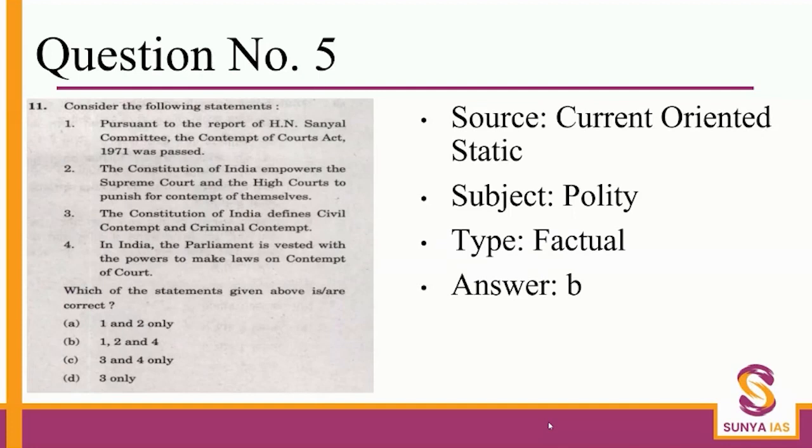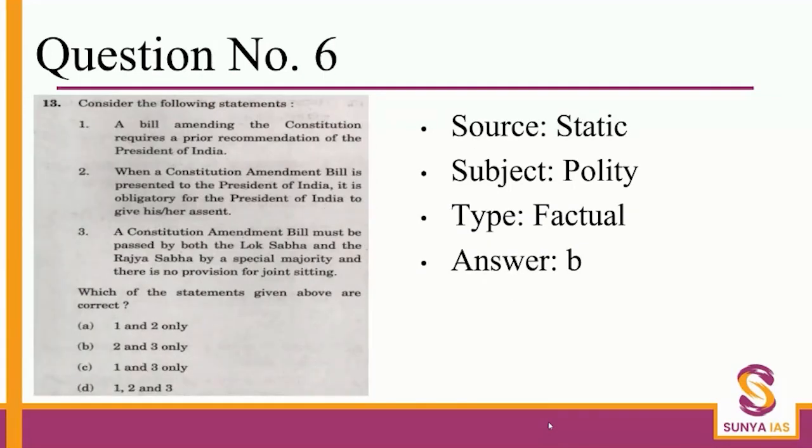Okay, moving on to the next question. Okay, consider the following statements. A bill amending the constitution requires a prior recommendation of the President of India. Second, when a constitution amendment bill is presented to the President of India, it is obligatory for the President of India to give his or her assent. And third, a constitution amendment bill must be passed by both the Lok Sabha and the Rajya Sabha by a special majority, and there is no provision for joint sitting.